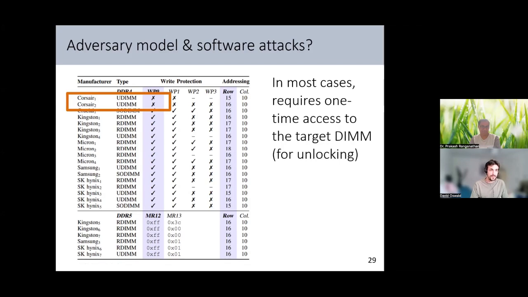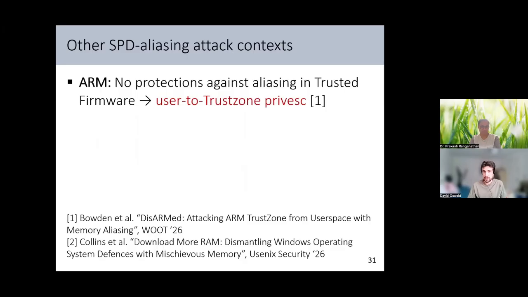Talking about other attack contexts, this was all confidential computing, but I want to go a bit wider. So first of all, we also looked at ARM. There's no protection against aliasing in the trusted firmware, and ARM considers this out of scope. So what you can build with that is a user mode to TrustZone privilege escalation exploit. And that will be presented at Root this year.